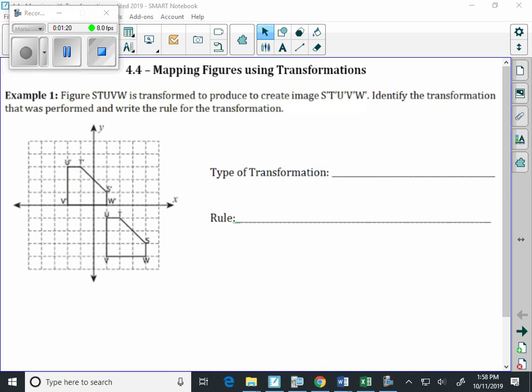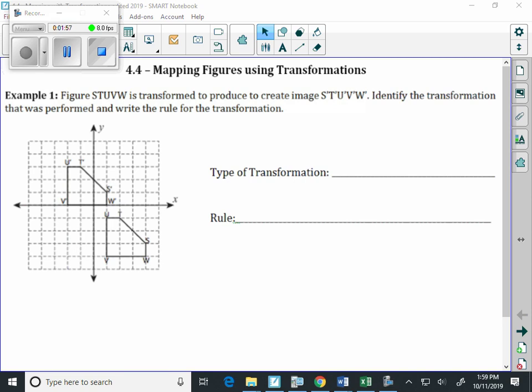So we've got figure STUVW. It is transformed to produce the image S prime, T prime, U prime, V prime, W prime. We want to identify the transformation that was performed, and we want to write the rule for the transformation. Just as an aside, the OST likes to ask these questions, so this is a popular OST item. If you're keeping some sort of note in your notebook about that, this is one that you could probably start.